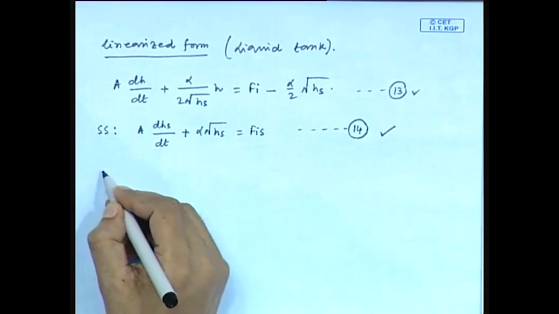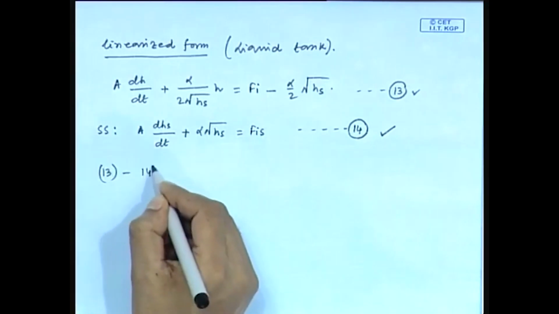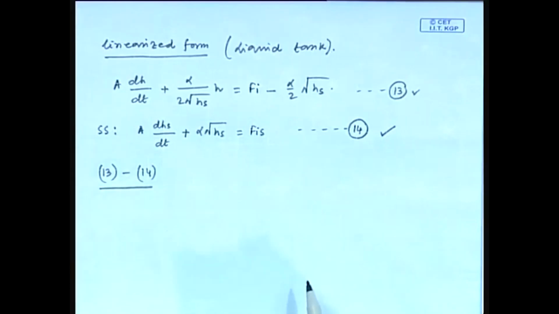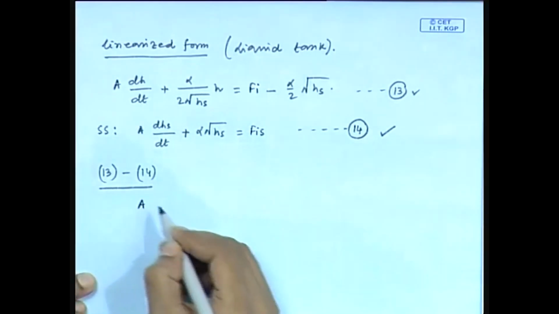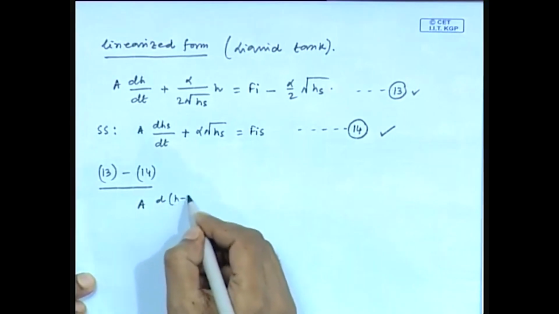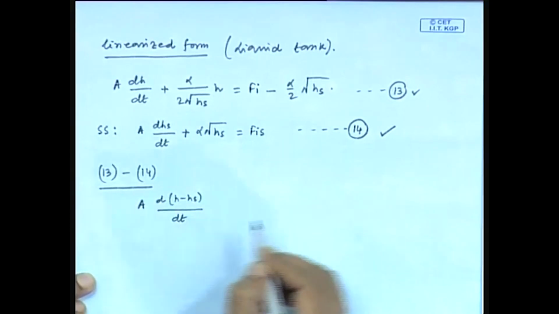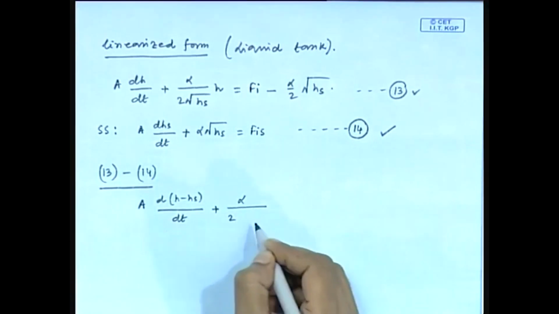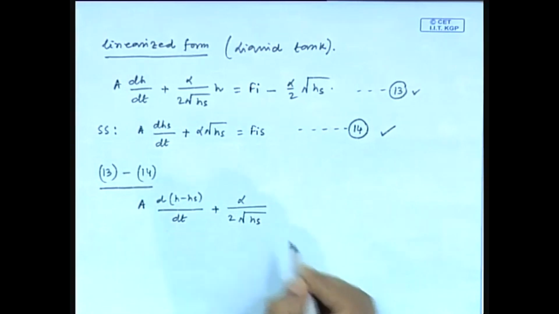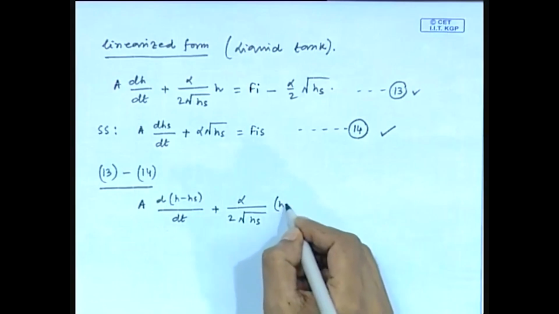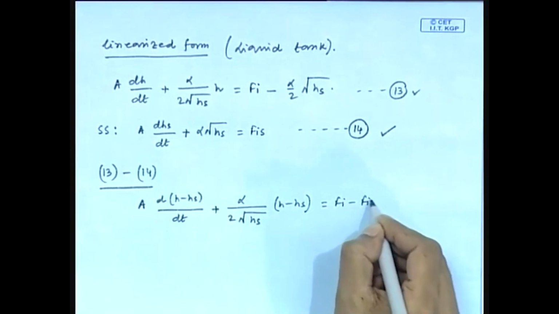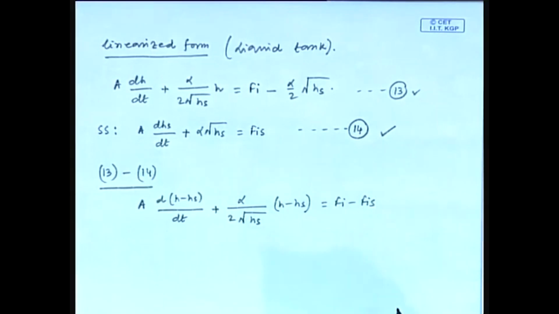Now, we will subtract equation 14 from equation 13. If we subtract equation 14 from 13, we get A times the differentiation of H minus Hs, plus alpha divided by 2 root Hs times H minus Hs, equals Fi minus Fis.